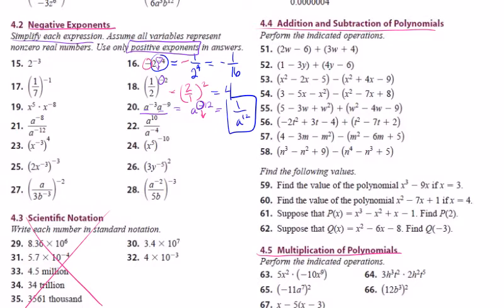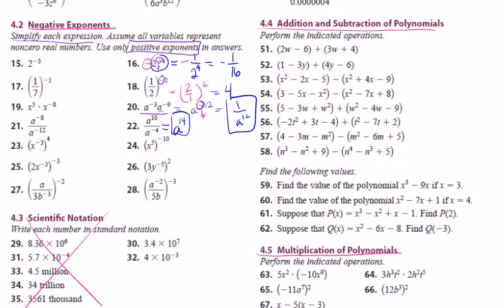Here we can use the quotient property, or the quotient rule, and subtract the exponents. So I would do 10 minus negative 4. 10 minus negative 4 is the same as 10 plus 4, so it's 14. A to the 14th. And that's already positive, so I don't have to do anything with that. That's already simplified. Okay. Number 24.